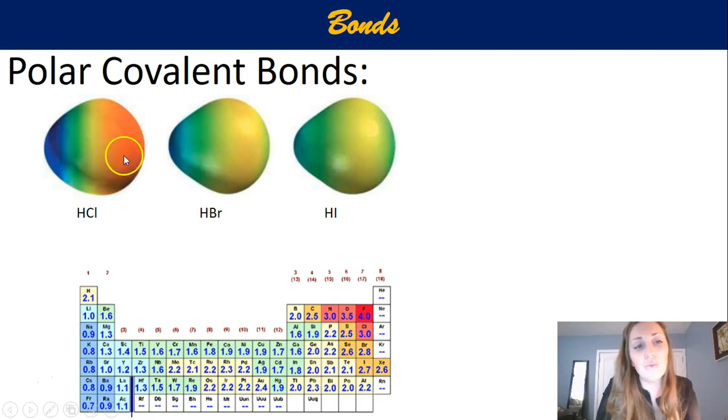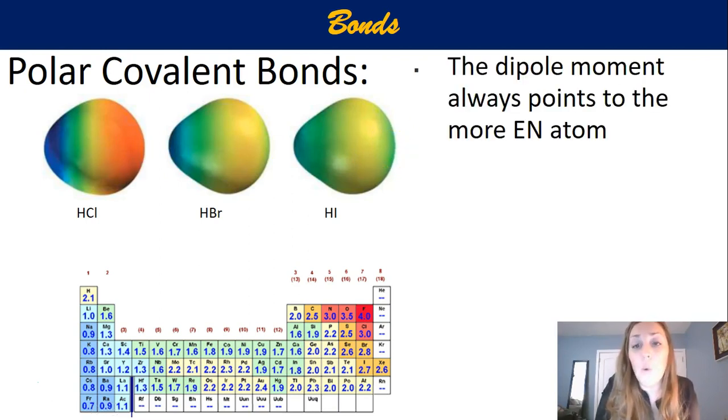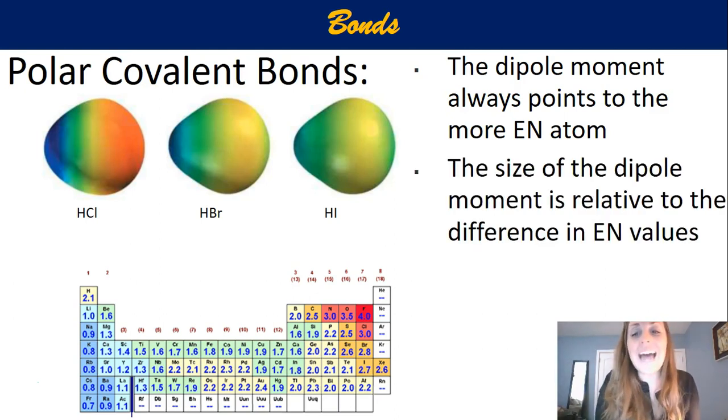So you can see that by this red showing you that electron density. The red is disappearing, right? You even have a little bit of positiveness here. So the dipole moment always points to the more electronegative atoms. So these ones are all pointing towards the right. That might not always be the case, but for this one it is. And the size of the dipole moment is relative to the difference in electronegativity values.